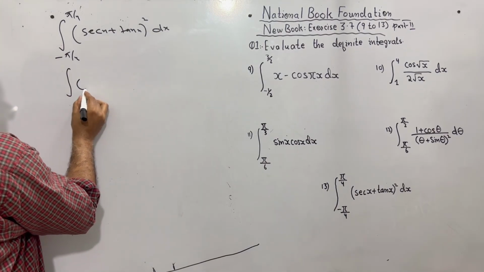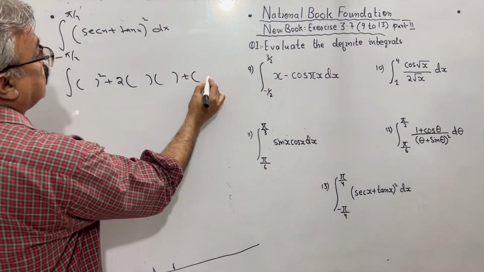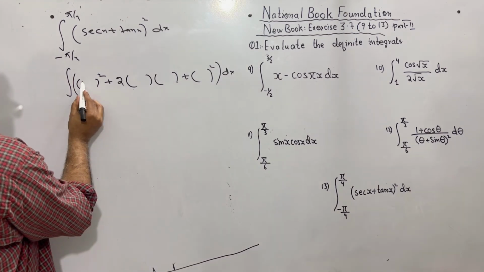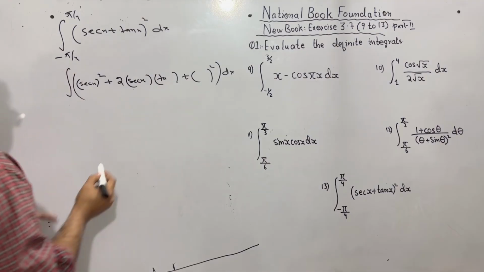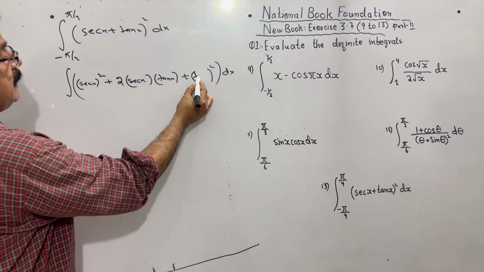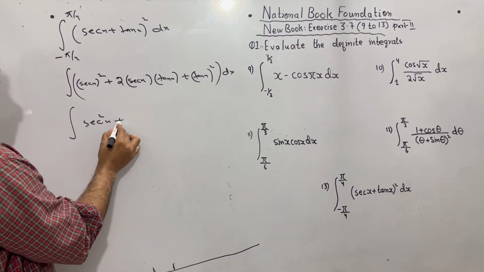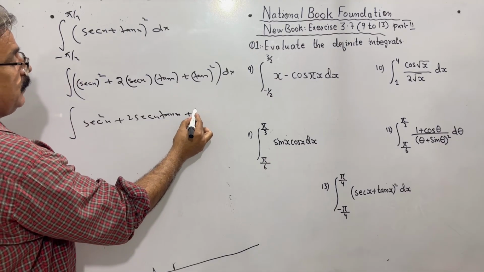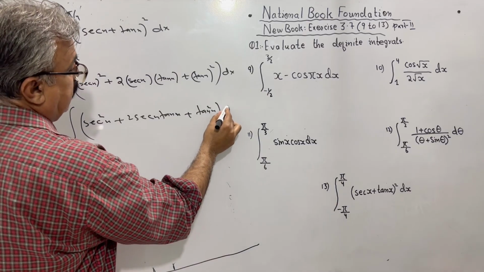It will become a square plus twice first into second plus square of the last. That's our dx. Sec square x, a square twice a into b, 2 times sec x tan x, plus tan square x dx.